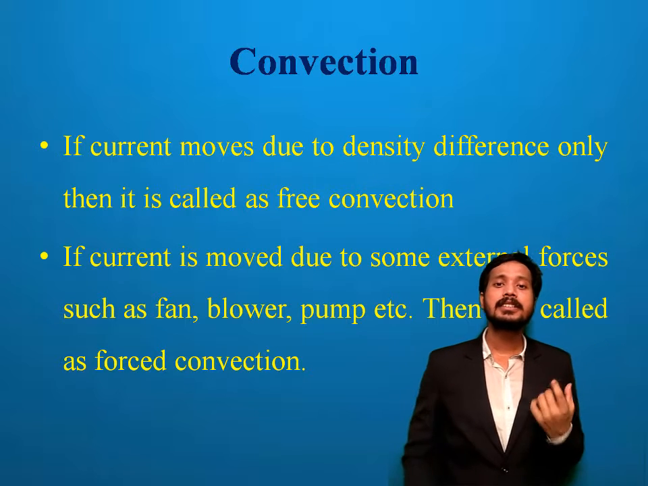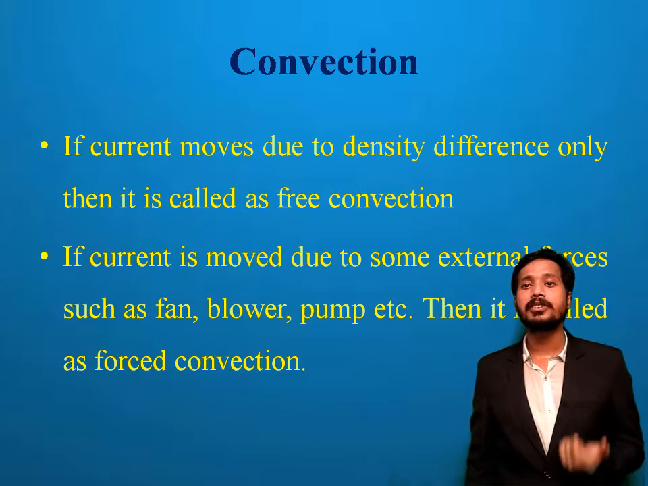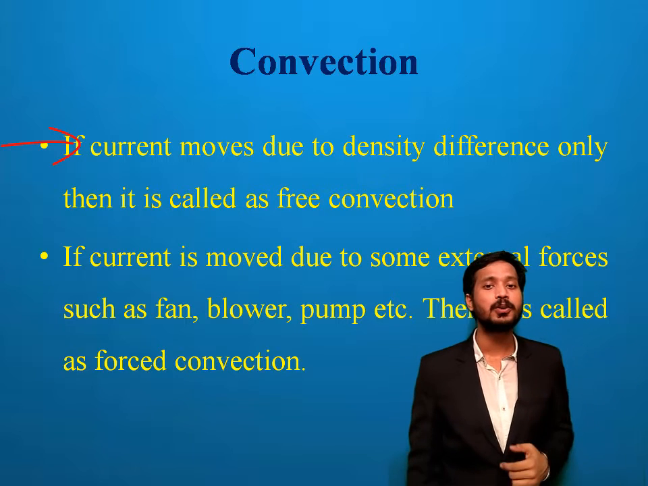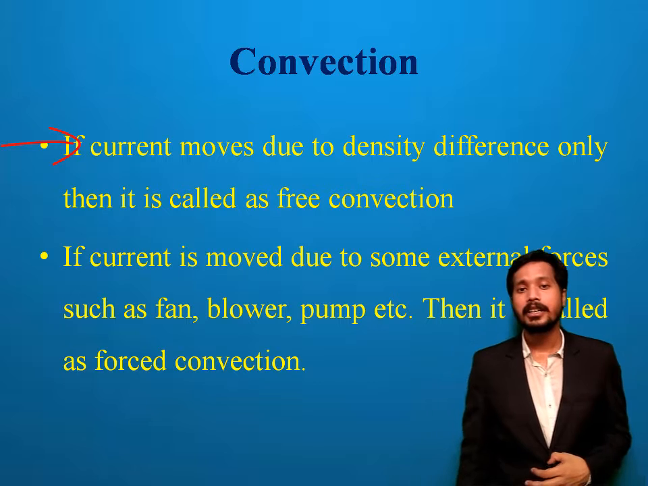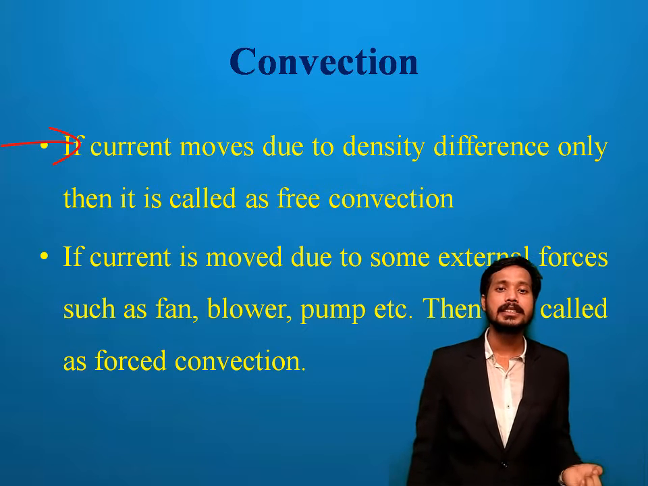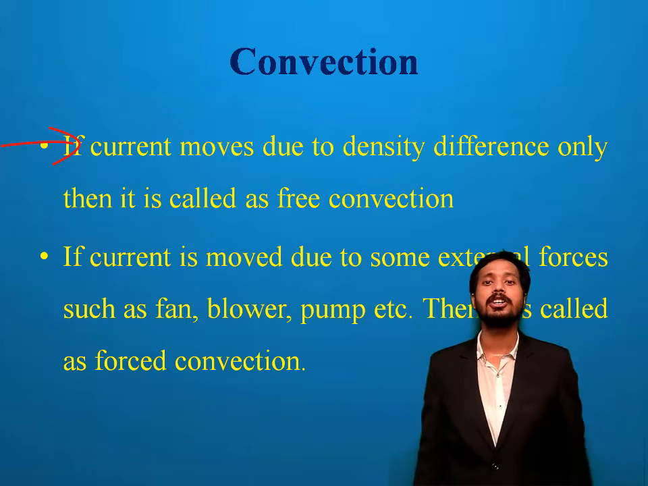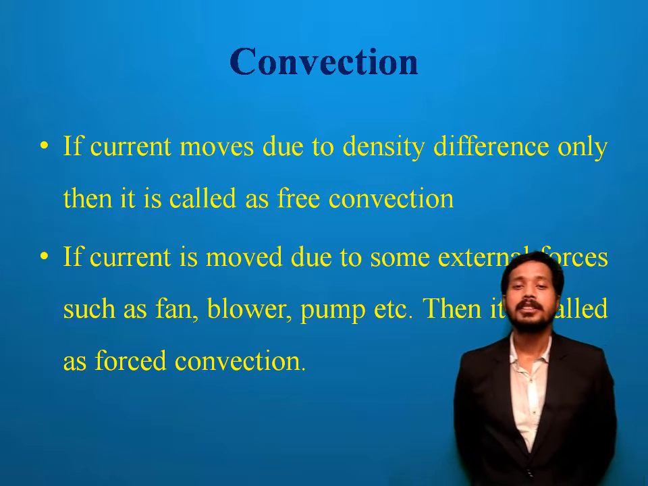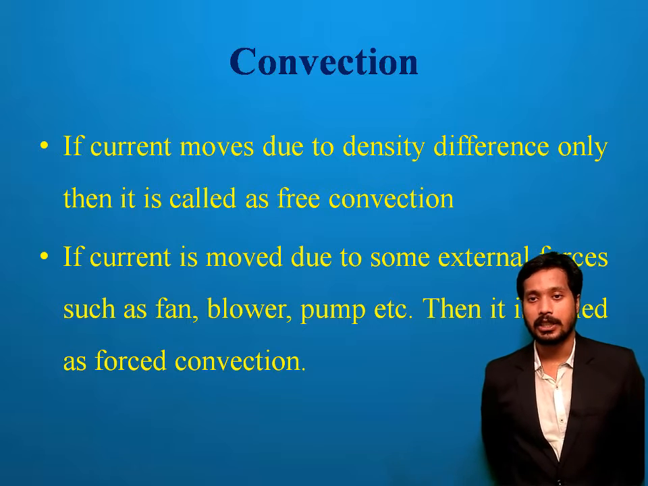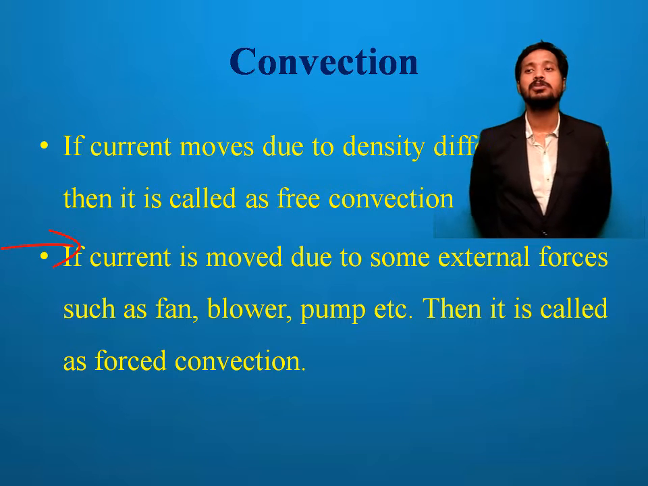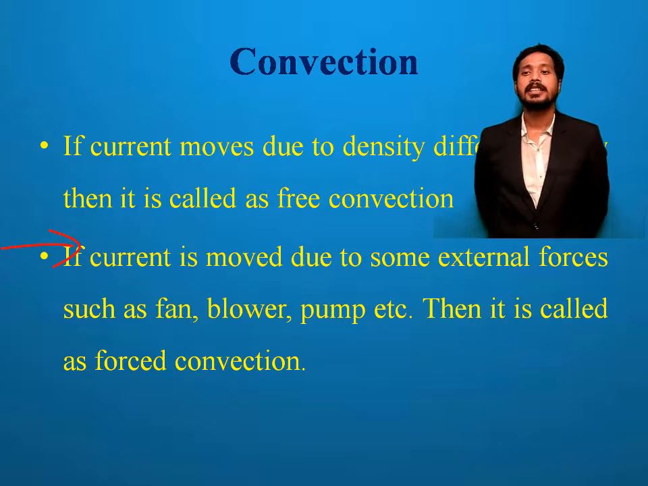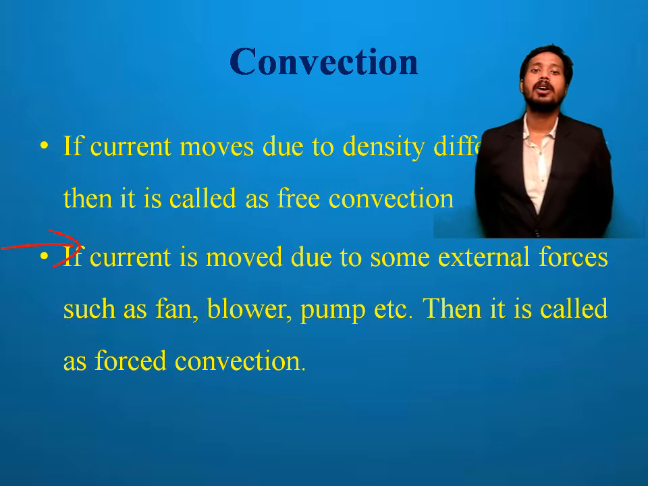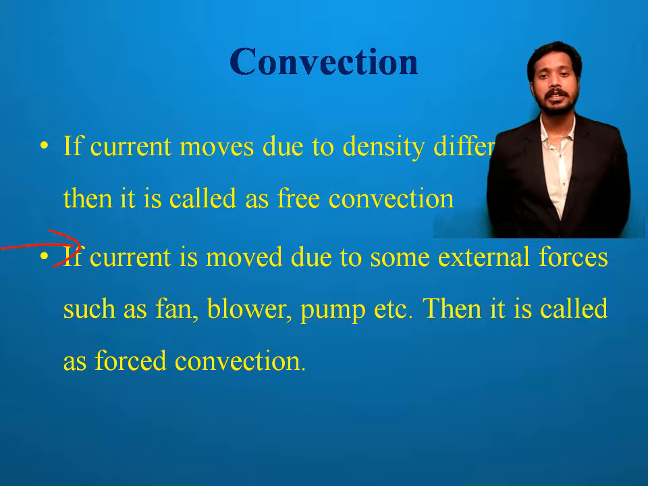So you see in this convection current mode, the current moves due to density difference. You have seen the hot fluid and cold fluid. In this case the current flowed because of the density difference, from high density to low density. So that's why this is called free convection. But if the current is moved due to some external force such as a fan, blower or pump, then it is called forced convection. Okay.